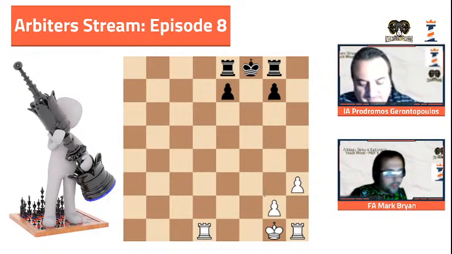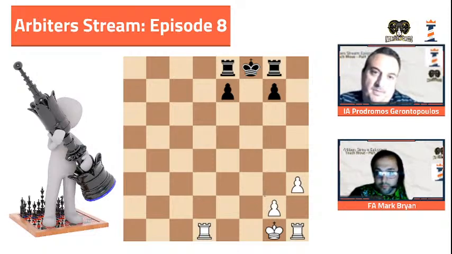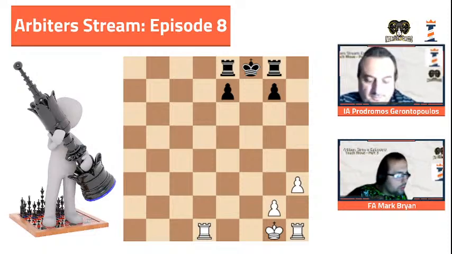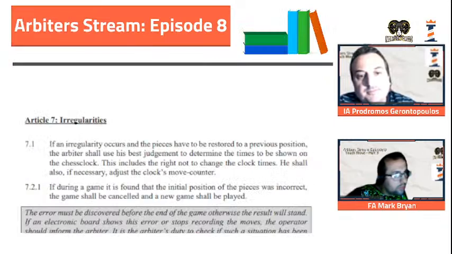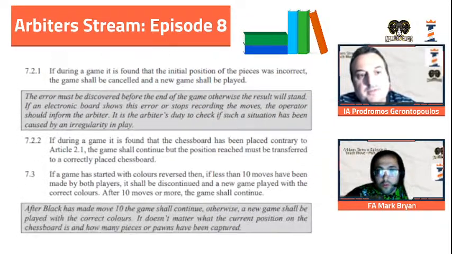If by move 10, by black's 10th move, this has not been found, the game continues as if it's normal. There are differences between a standard game and a rapid game. Yes. You have to mention that. I'm actually going to show this in the arbiter's manual. Yes. If you go to the rapid or the blitz.